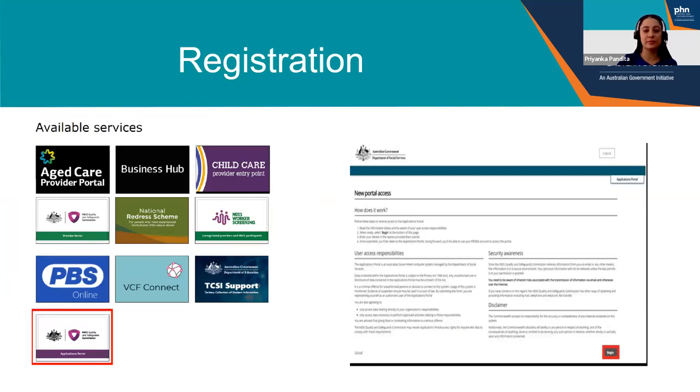Once you've logged in to PRODA, you'll see all the available services, and you need to click on the NDIS applications portal tile. Once you're in the applications portal tile, there will be a new portal access application form. You'll just click begin here.